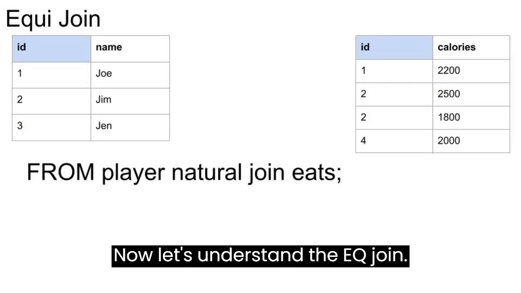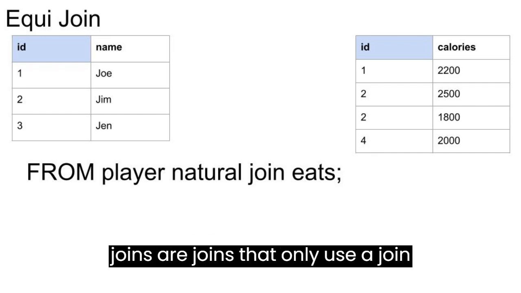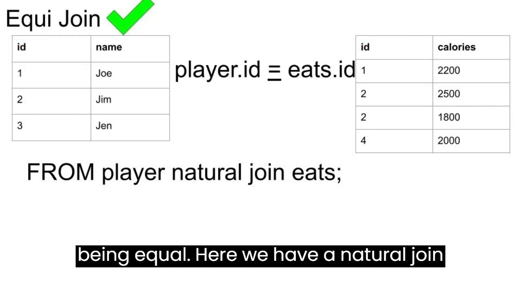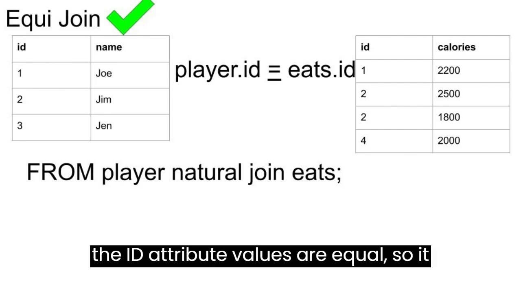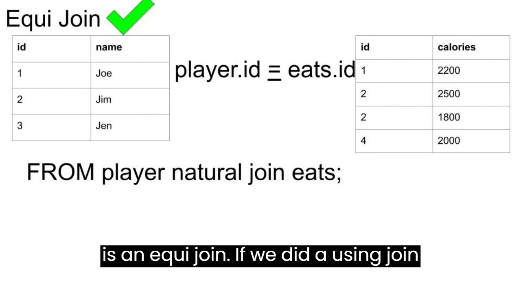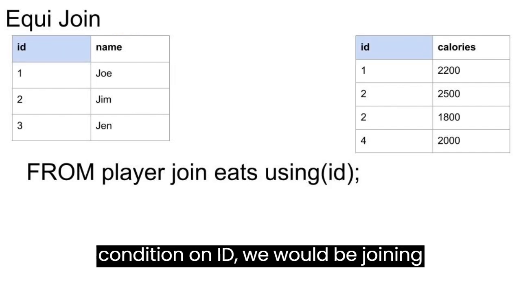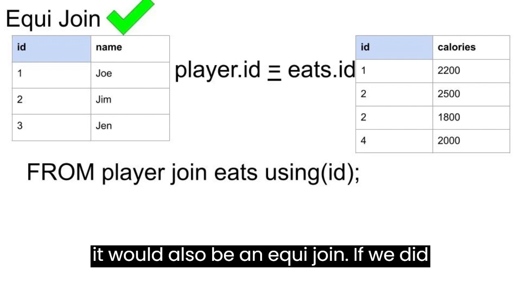Now, let's understand the Equi-Join. Most joins are Equi-Joins. Equi-Joins are joins that only use a join condition based on having column values being equal. Here we have a natural join on two tables. We are joining based on if the ID attribute values are equal, so it is an Equi-Join. If we did a using join condition on ID, we would be joining based on the ID attribute being equal, so it would also be an Equi-Join.